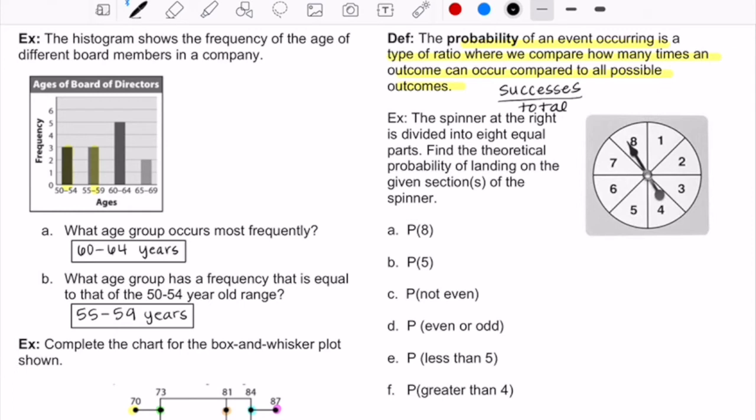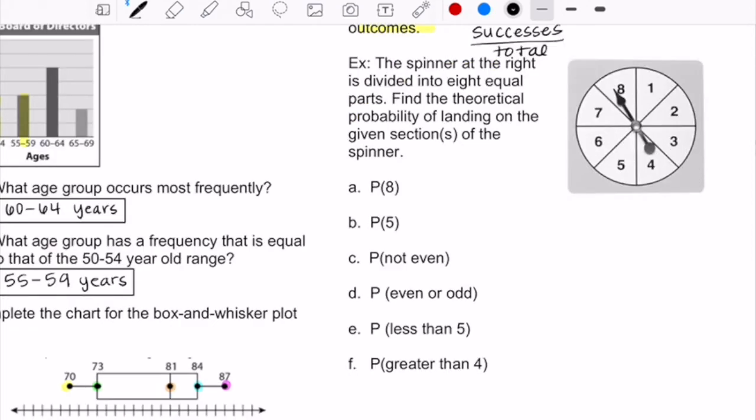In the first example, the spinner at the right is divided into 8 equal parts. Find the theoretical probability of landing on the given sections of the spinner. And so for all of these where you see the letter P, that means the probability of. So in the first example, I'm trying to figure out the probability of landing on 8. Looking at the spinner, there's one way that you can succeed in landing on an 8 because there's one 8 on the spinner. There are 8 total possible outcomes because there are 8 different numbered sections of the spinner.